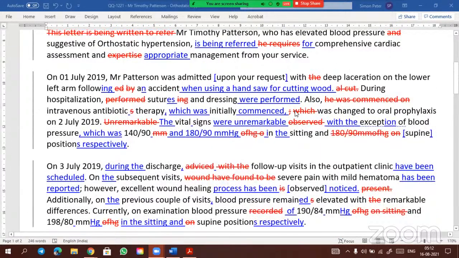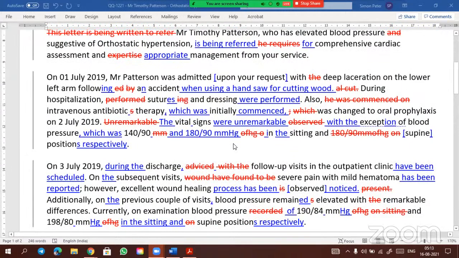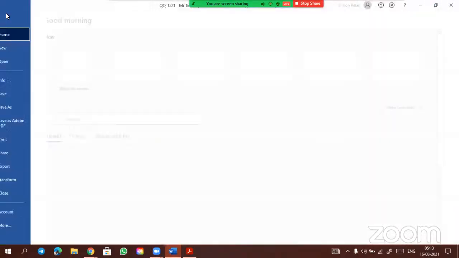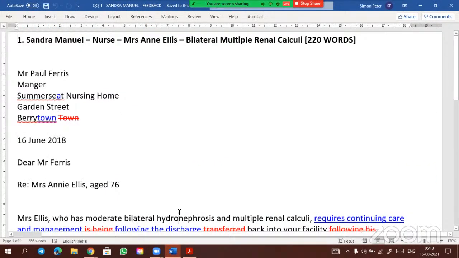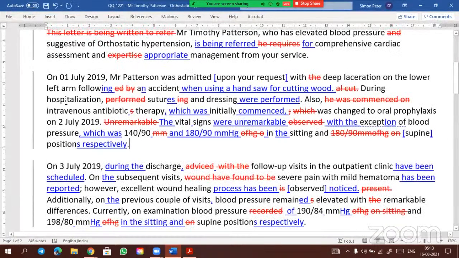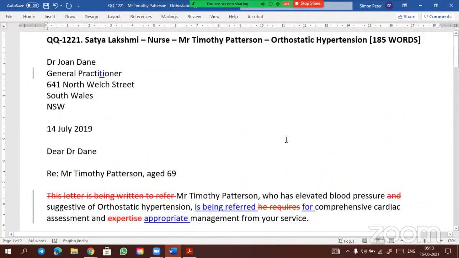So the blues are the corrections and the reds are the mistakes and improvements accordingly. So that is done. Any suggestions, any requests? No, sir. Thank you. Okay then.